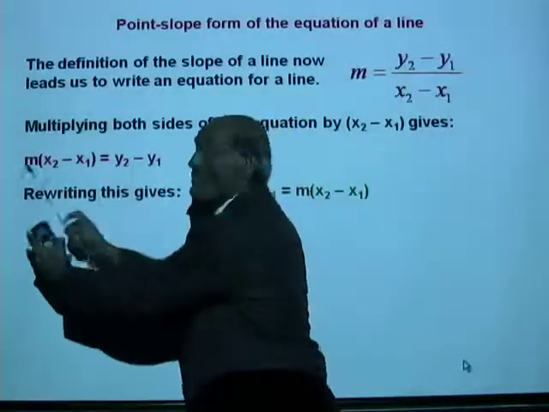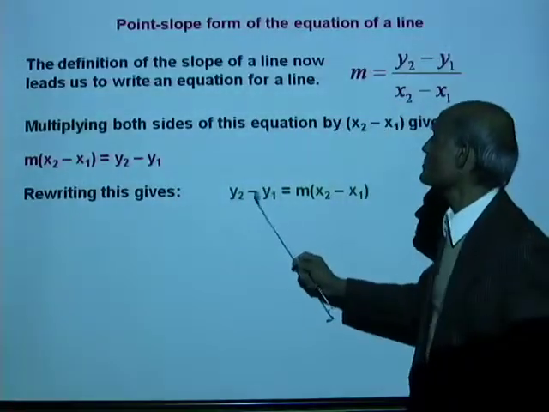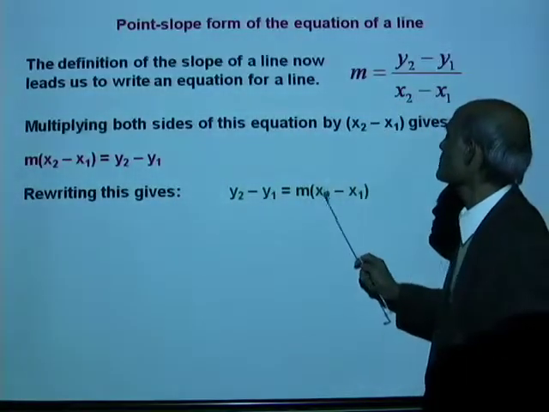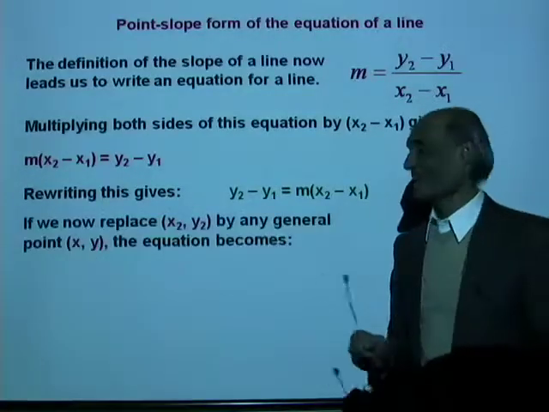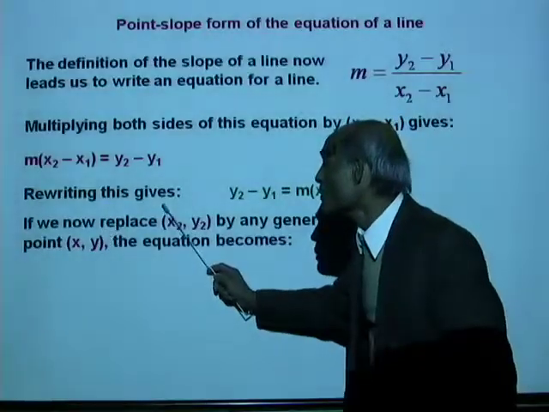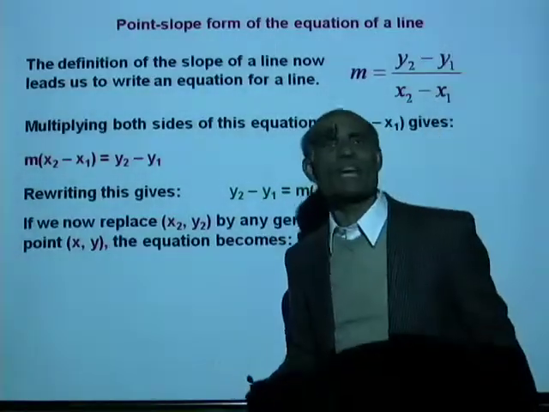Well, write this on the left. In other words, exchange the left and the right. You get y2 minus y1 equal to m times x2 minus x1. Now, we replace x2, y2 by any general point xy.